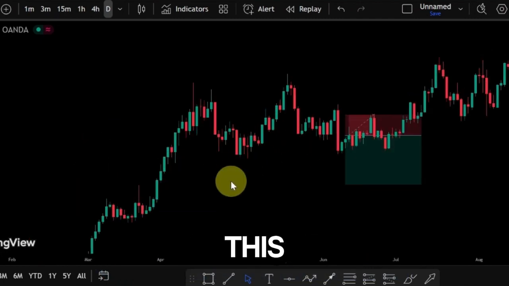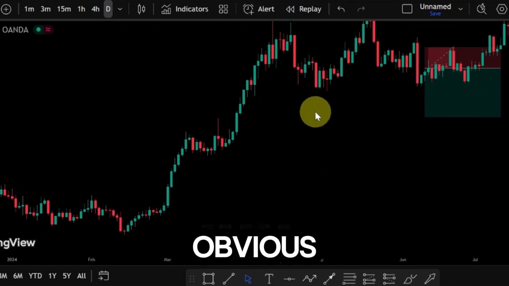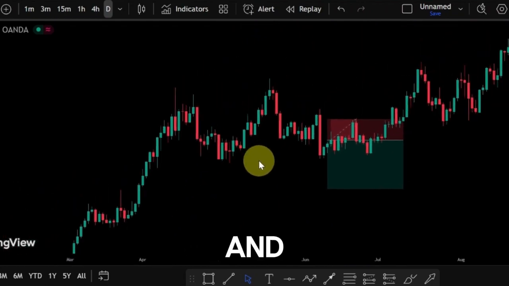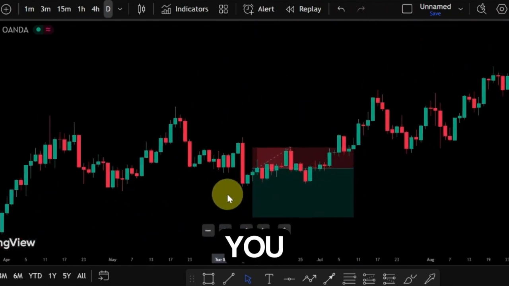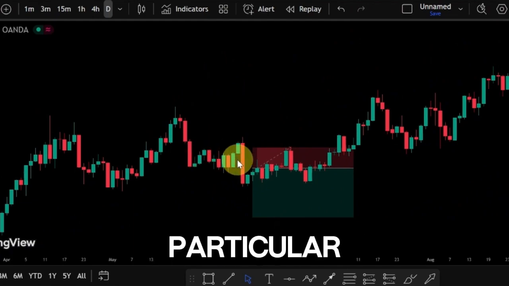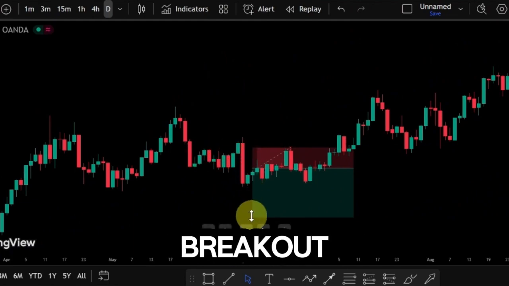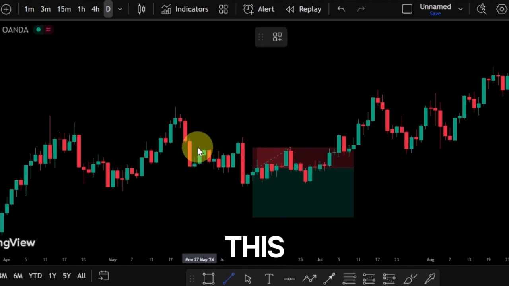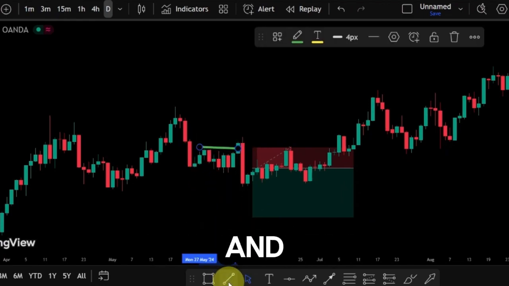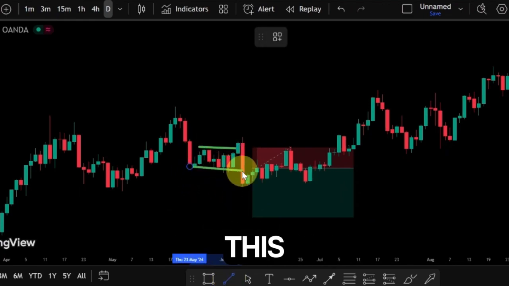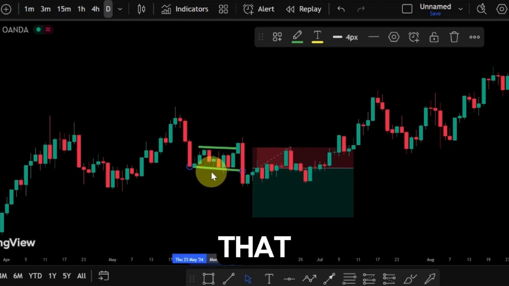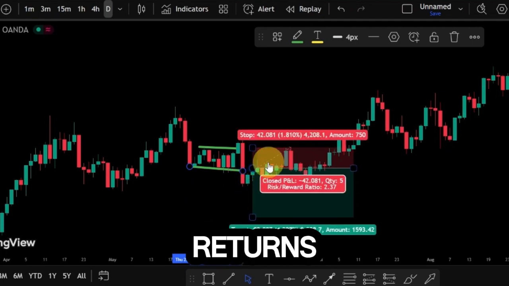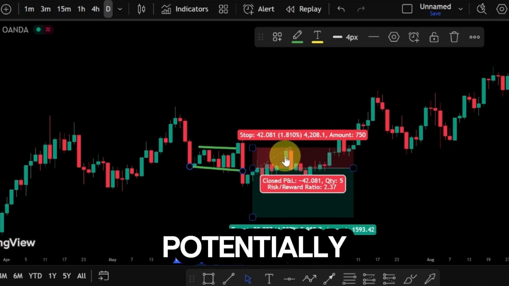For example, on this particular chart, you can see that this is an obvious uptrend, and at this particular level, there was a consolidation, and then there was a breakout. So for a retail trader, after this consolidation and breakout, this region that once acted as a support zone has now acted as a resistance. You get? So retail traders will be hoping that when price returns back to this particular place, they could potentially take a trade.